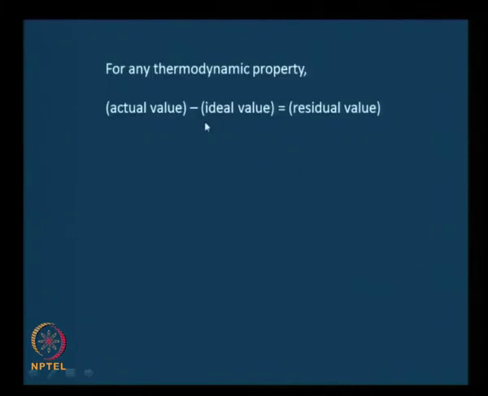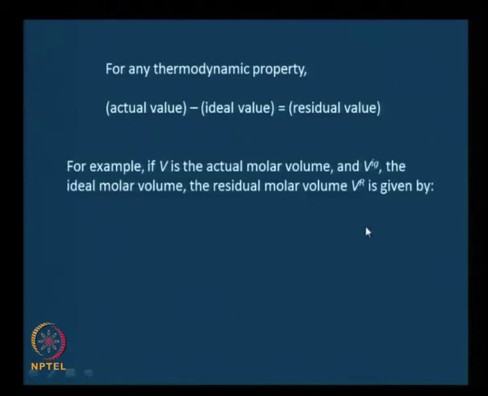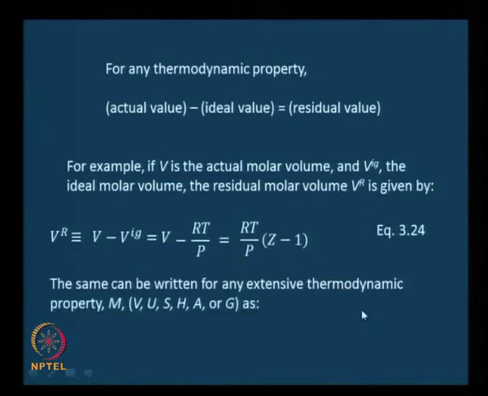Residual property is nothing but the difference between the actual value and the ideal gas value. For example, the residual volume Vr is nothing but the actual volume minus the ideal gas volume, which was written in terms of the compressibility factor for ease of use. It will turn out to be RT by P into Z minus 1, and then we said that we could write the residual property for any extensive thermodynamic property.